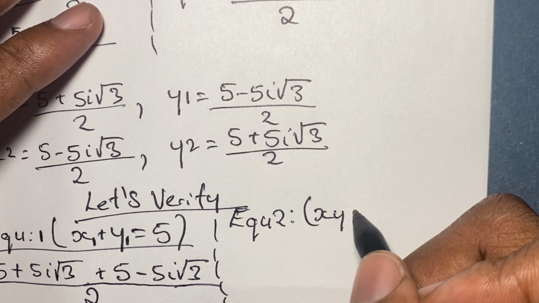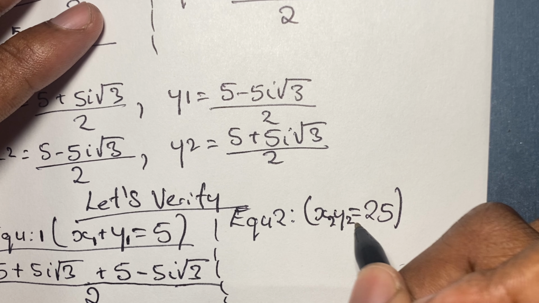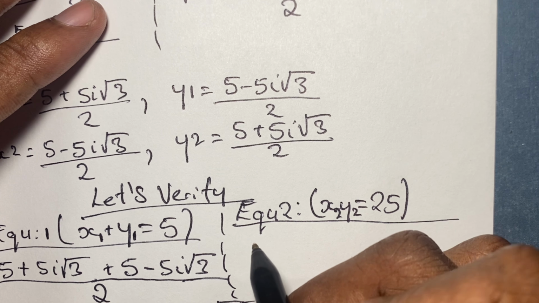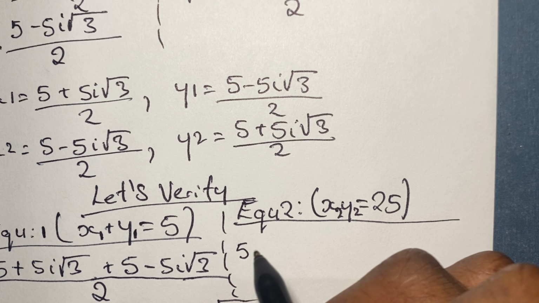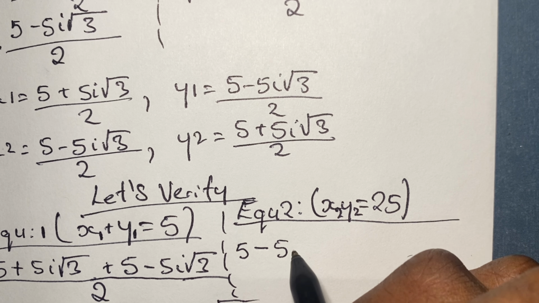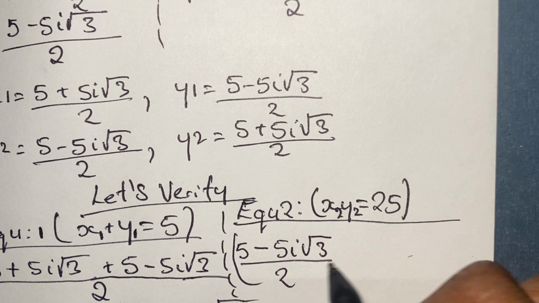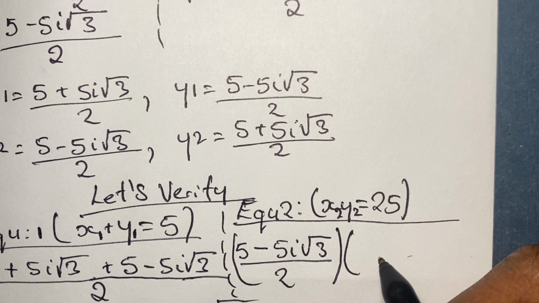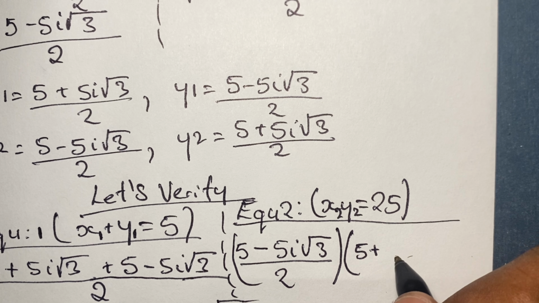Now equation 2 states that x times y is equal to 25. In this example we're going to use x2 and y2. So we see that the value of x2 is 5 minus 5i times the square root of 3 over 2. So we can have that in brackets, as we are going to multiply by the value of y2. So the value of y2 is 5 plus 5i times the square root of 3, and we have all of that over 2.